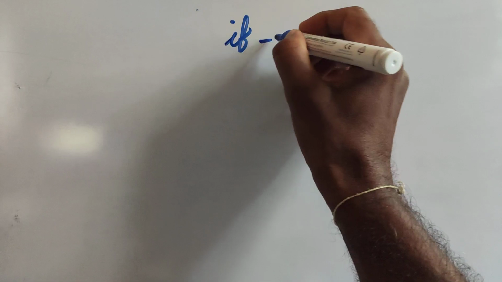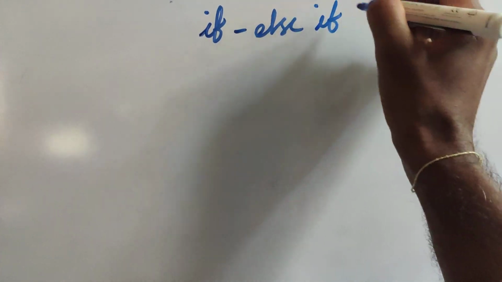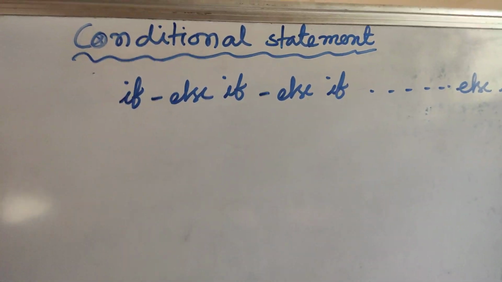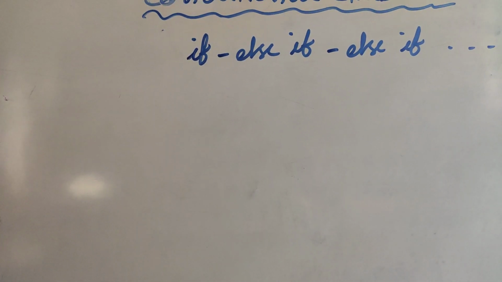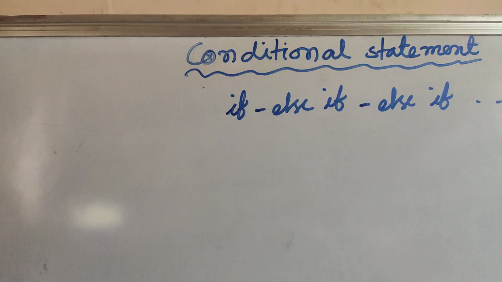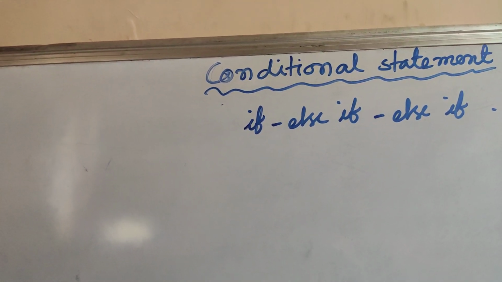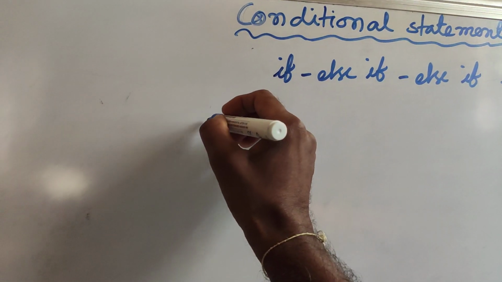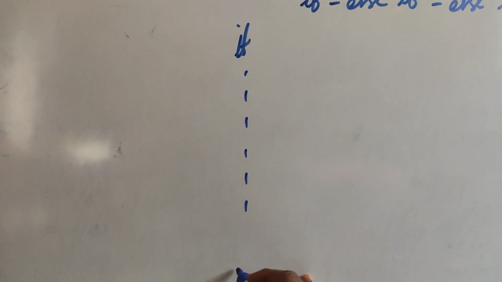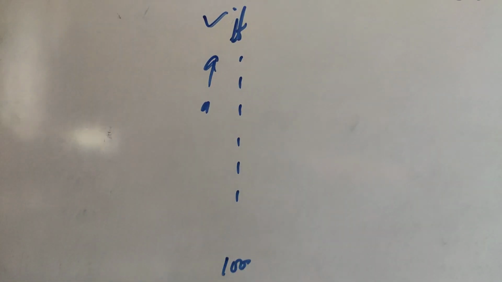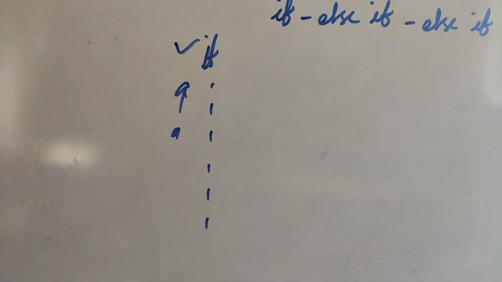Now, if, else if, else if, else if. What is that? When I explain if conditions, you noticed one thing. In if conditions, even if the first one is true, the rest also the computer will read. Just imagine there are 100 conditions. If the first one is true, the computer will still read the other 99 conditions. This is one disadvantage.